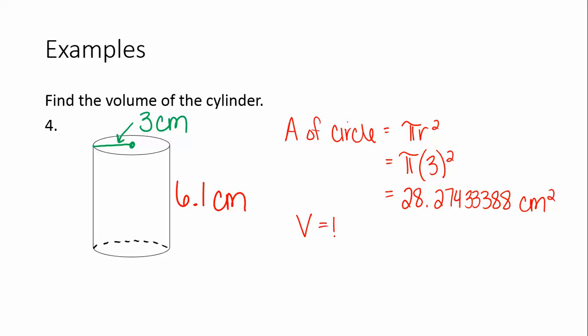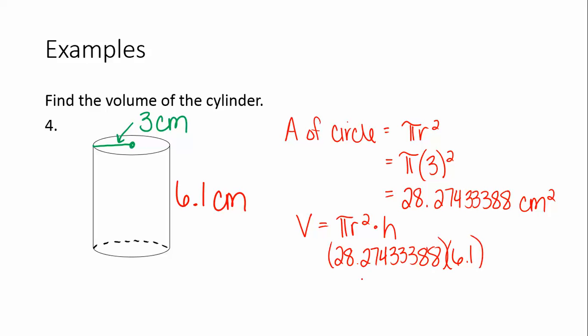And now to find the volume, again, it's the base, which is that big B or pi r squared times the height. Well, pi r squared is that 28.27 number. And it's important that we're not rounding until the very end if we're asked to round. And then the height is 6.1. In your calculator, you should still have that 28.27 number in your calculator, so don't clear that out. Just hit the multiplication symbol and type in 6.1.